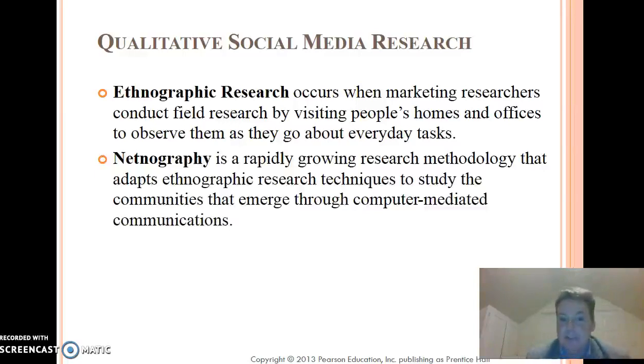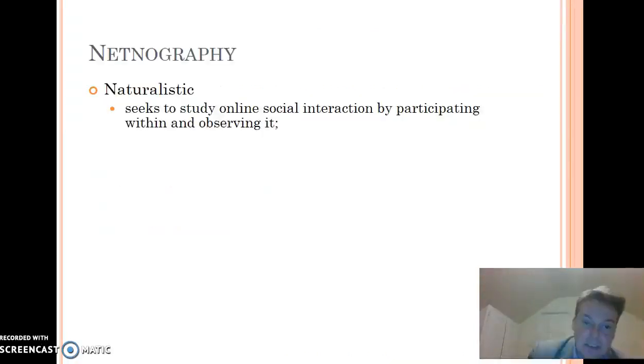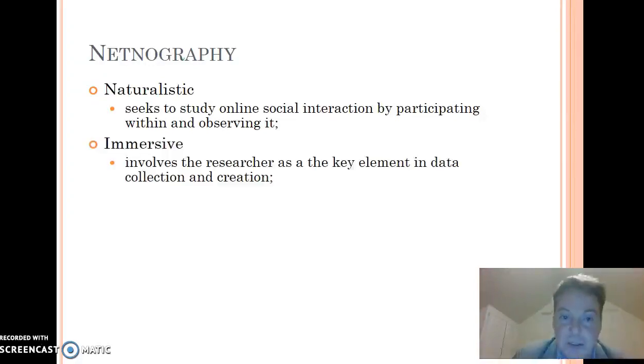But then when we apply this to social media and the internet, we've got netnography, and that's a rapidly growing research methodology that uses ethnographic research techniques to study online communities through these computer-mediated technologies. So the idea is we're seeking to study social interaction by participating within it and observing it. If I was interested in how a particular group on Facebook behaved, rather than seeing myself as an external observer, I would actually join that group, participate with it, and try to learn from it.